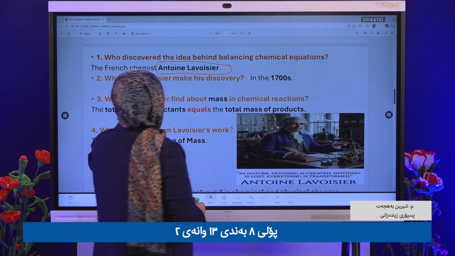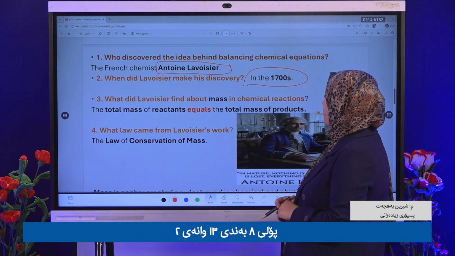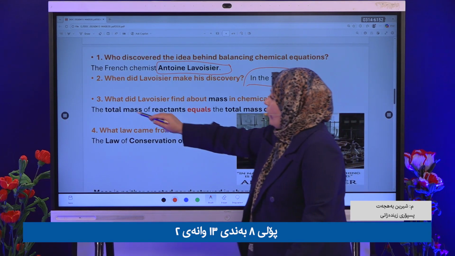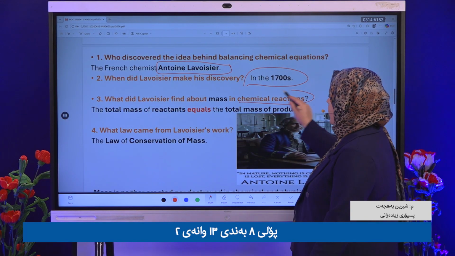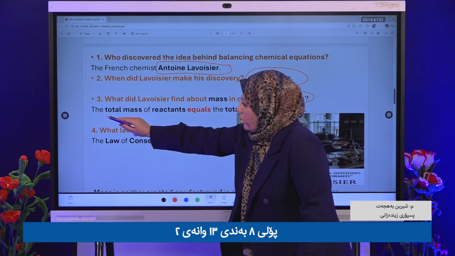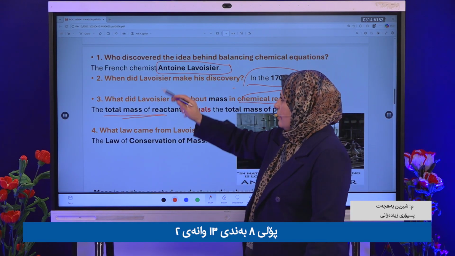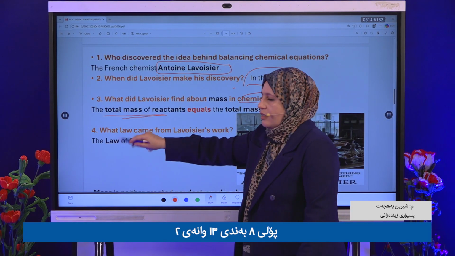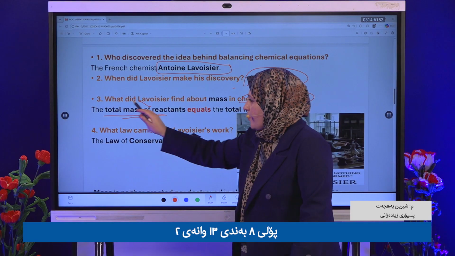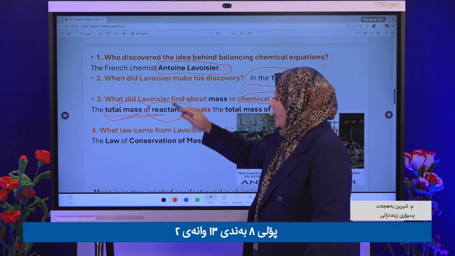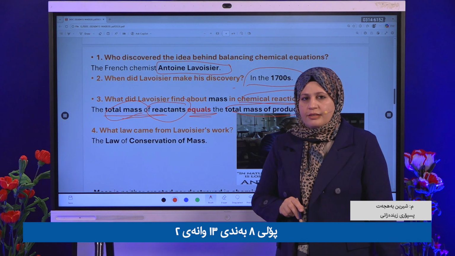When did Lavoisier make his discovery? In the 17th century. What did Lavoisier find about mass in a chemical reaction? The total mass. This is the idea of this scientist, Antoine Lavoisier. It's important: the total mass of the reactants is equal to the total mass of the products. Clear?